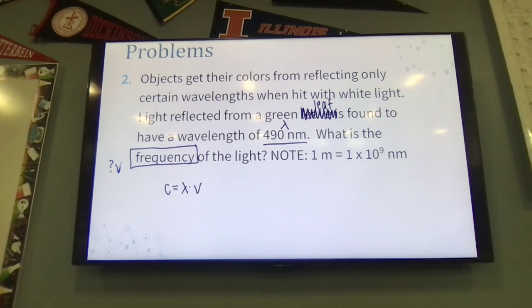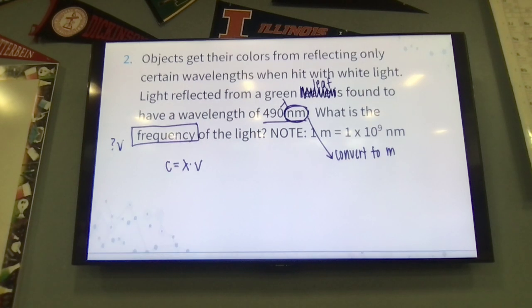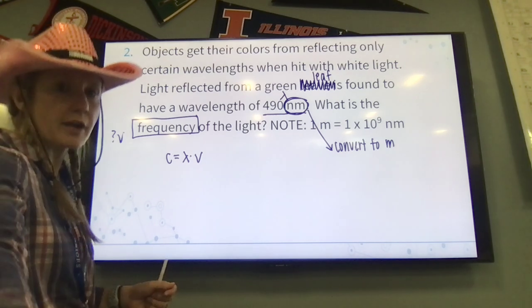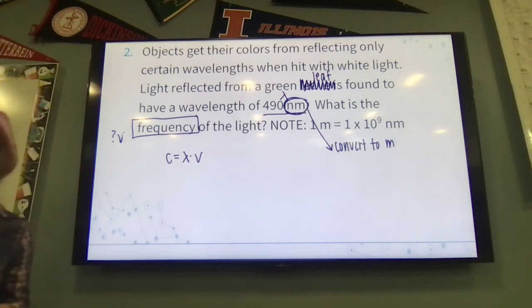Right? This is what I'm telling you. For the number that I give you, you need to look at the unit. I told you wavelength has to be in what unit? Meters. What's it in here? Nanometers. All right, so we have to convert to meters before you're allowed to use the equation. Okay, that's what I'm saying. To use the equation, you have to be in meters or you have to be in hertz.